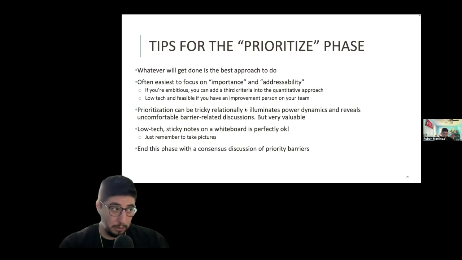One thing to note is that prioritization can sometimes be tricky relationally. And so if you do work in a setting with low psychological safety, sometimes prioritization in this way might be best done with separate teams. It often illuminates power dynamics and reveals challenging barrier-related discussions.